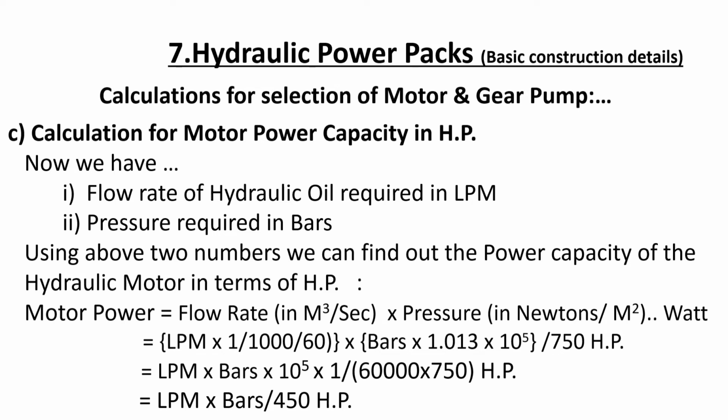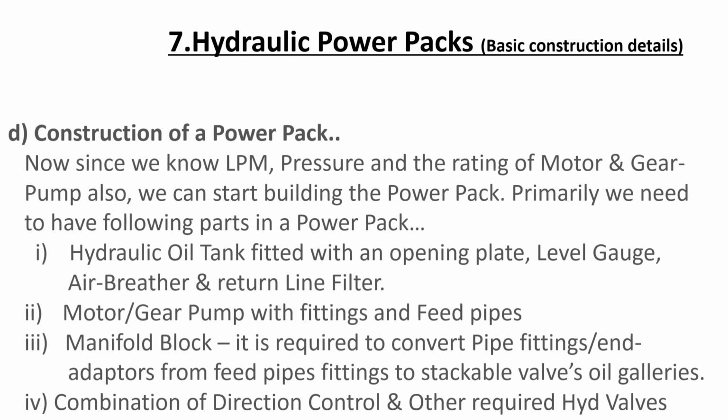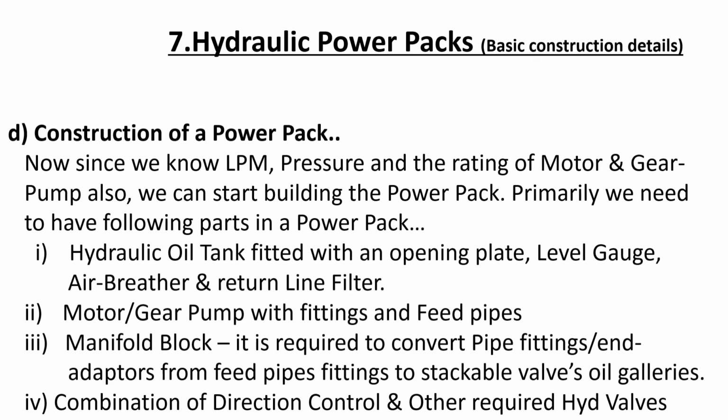So now we have got the LPM and the pressure. Now we'll calculate the motor capacity in HP. We have the flow rate of the hydraulic oil required in LPM and the pressure required in bars. Using these two numbers, we can find out the power capacity of the hydraulic motor in terms of HP. We'll do it through the PV expression, flow rate into pressure. In simple terms, the motor power would be equal to LPM into bars divided by 450. That will be in terms of HP, horsepower.